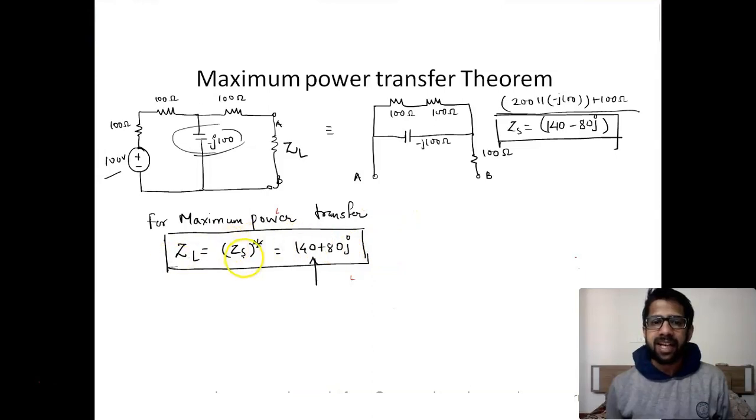Necessarily, ZL and ZS, when they combine, nullify the complex quantity and just remain with real resistance. So for maximum power transfer, the real resistance is required. No complex resistance is considered. That is exactly why you take conjugates.